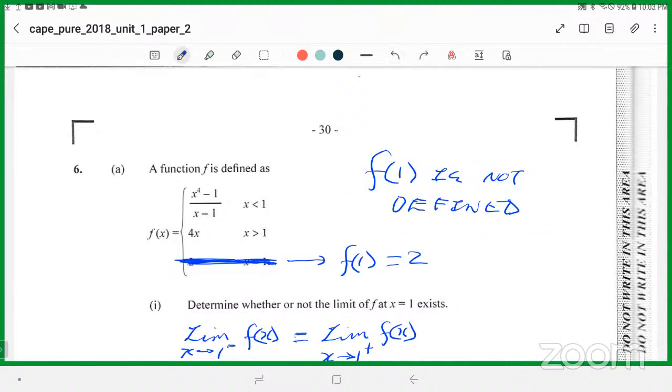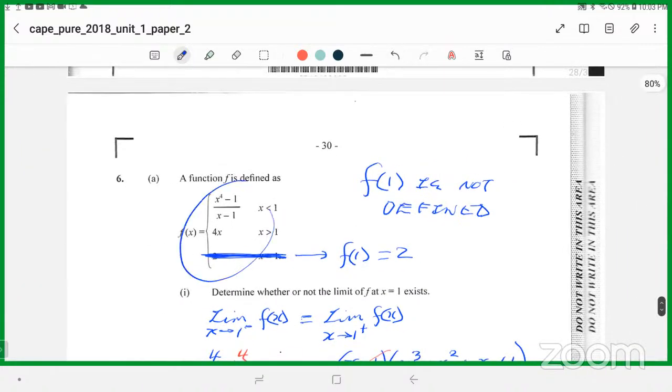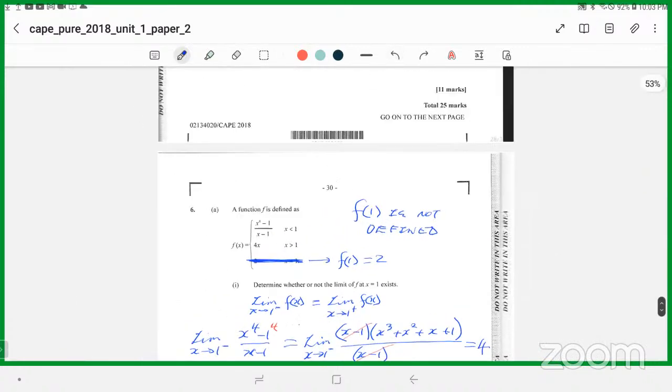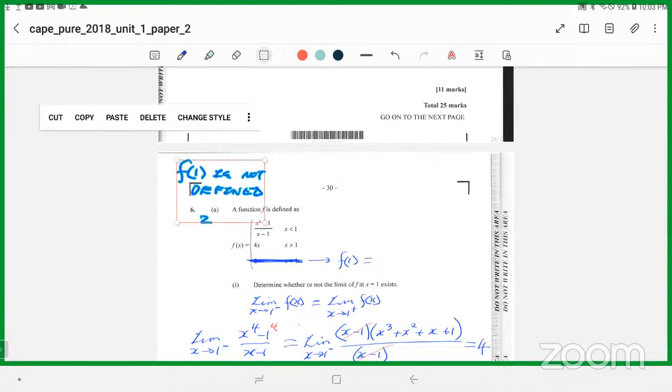It's not defined. If you draw the function here, it doesn't have any value when it reaches 1. So if you sketch a graph of a function like this, for example, let's say the left part of the graph up to 1. Let me sketch it and show you what I mean. There's no value at 1.